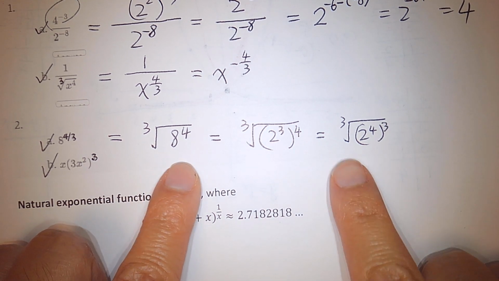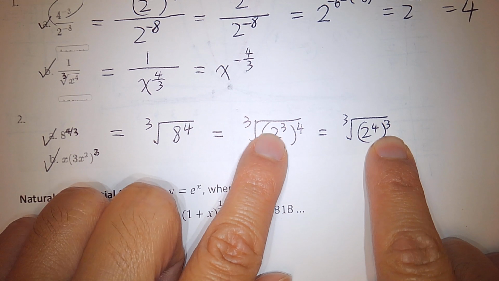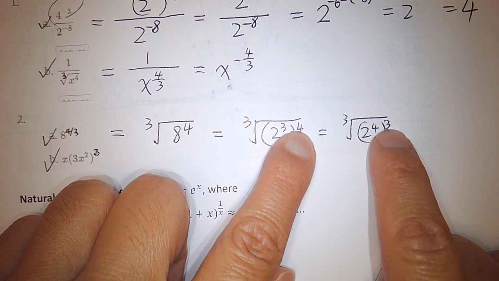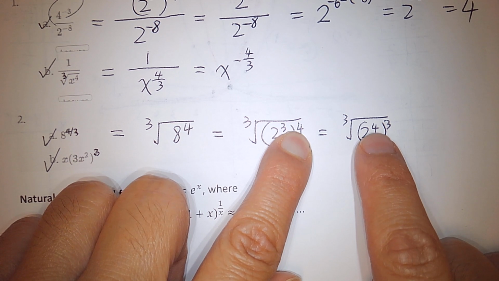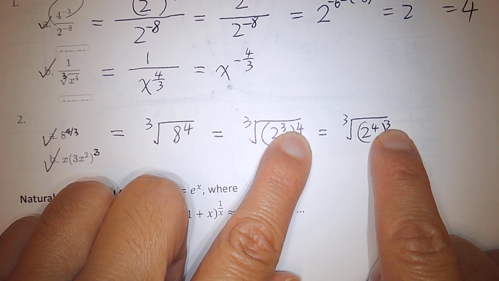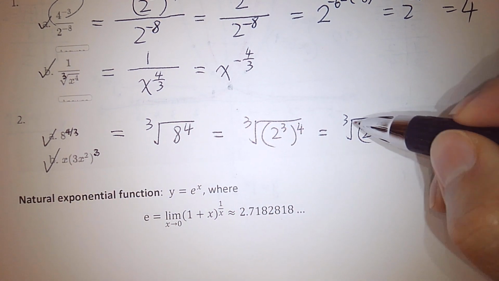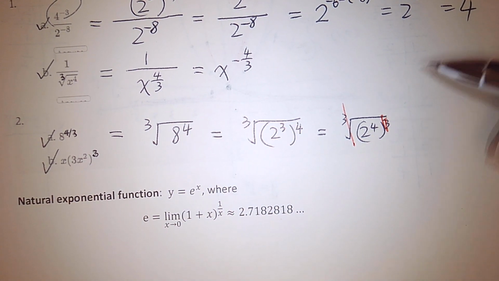Can everybody accept this? 2 to the cube to the 4th power, we switch the power because it equals 2 to the 3 times 4. It's the same thing as 4 times 3, so 2 to the 4 to the cube. Why? Because that lets you remove the cube root. Cube root of a cube cancel out, right? Cube root of a cube, I get that.